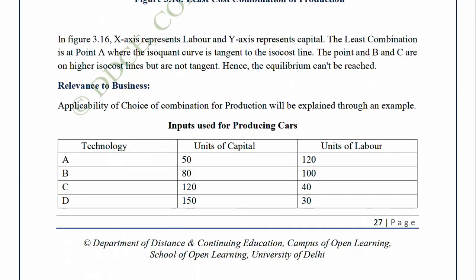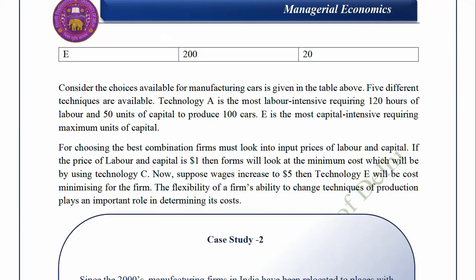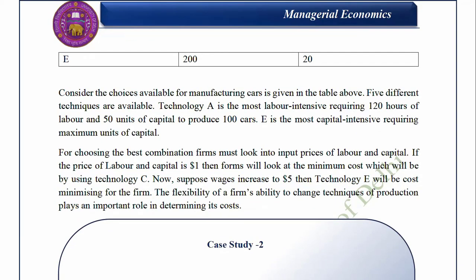Relevance to business. Applicability of choice of combination for production will be explained through an example. Consider the choices available for manufacturing cars given in the table above. 5 different techniques are available. Technology A is the most labor intensive, requiring 120 hours of labor and 50 units of capital to produce 100 cars. E is the most capital intensive, requiring maximum units of capital.